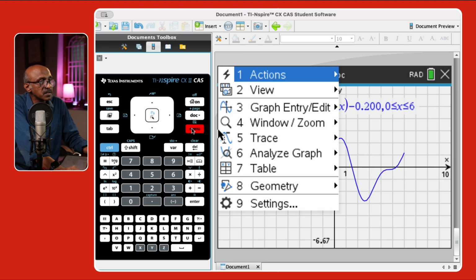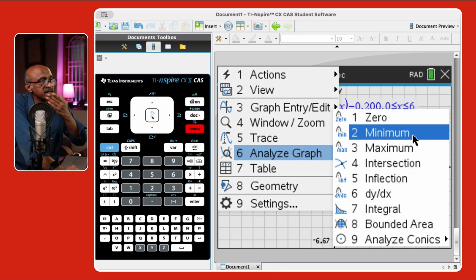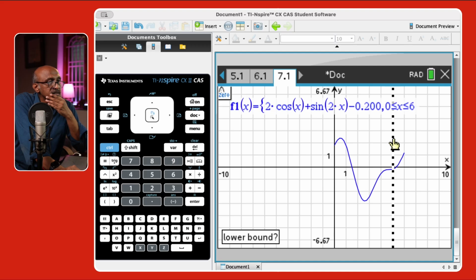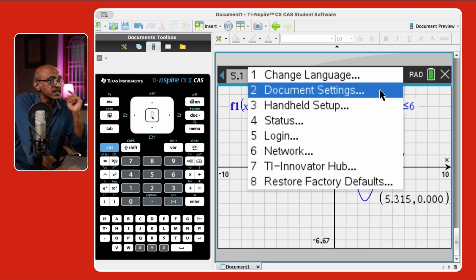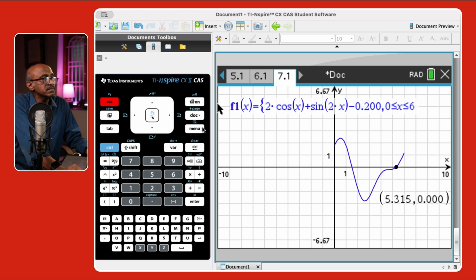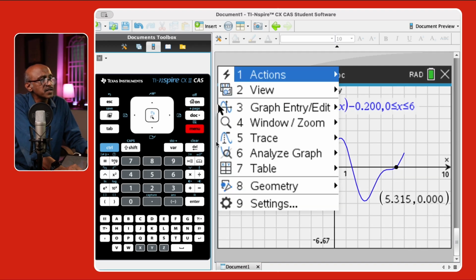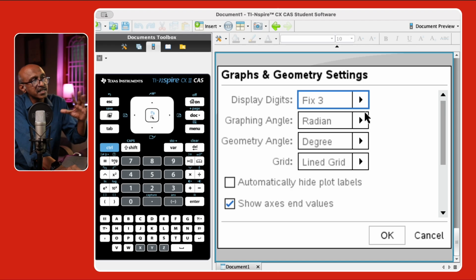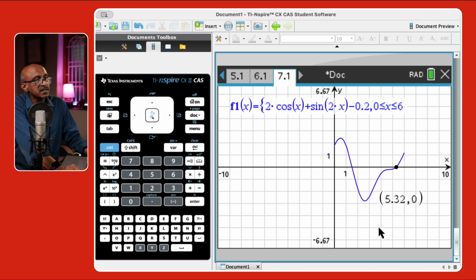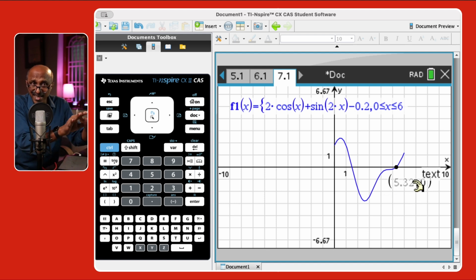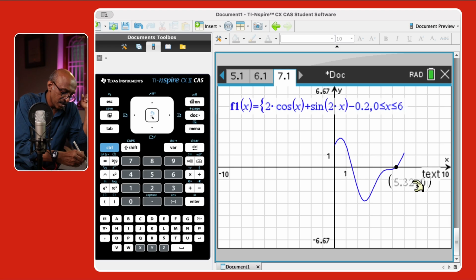So let's just go to the menu, analyze the graph, and find the zeros first. Okay, so there's an intercept here, and you can get that value. I'm going to just note it down quickly. Let me just check the settings. This is the document settings. Here you can change it to 3 SF, and there you go. Now you get it as 5.32. So the moment I get that value, I'll just make a note here. Okay, so here I can write it as 5.32, 0 for this value.